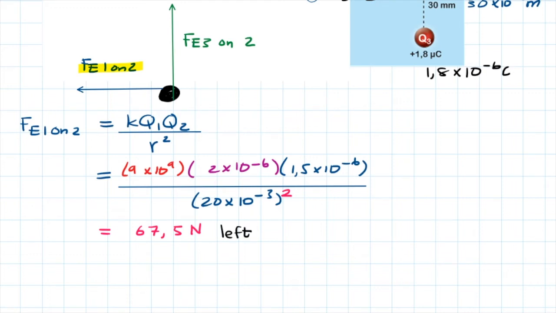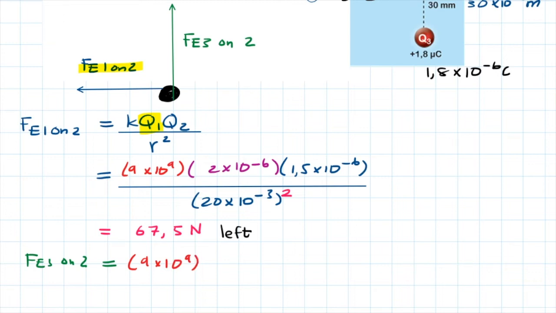Now we can move on to the force that 3 exerts on 2. So all that is going to happen is instead of plugging Q1 in, we're going to plug Q3 in. We have the proportionality constant. It's 9 times 10 to the power of 9.